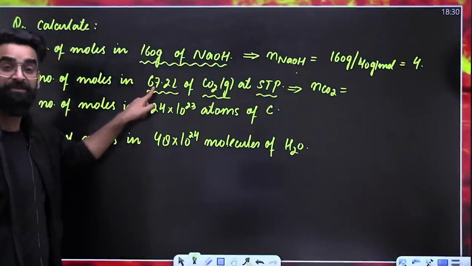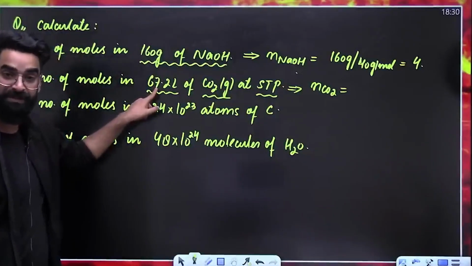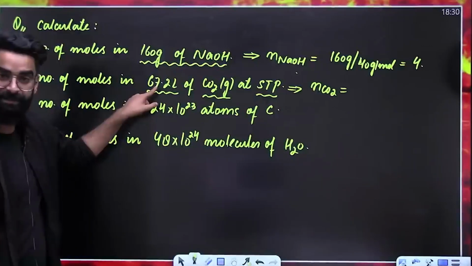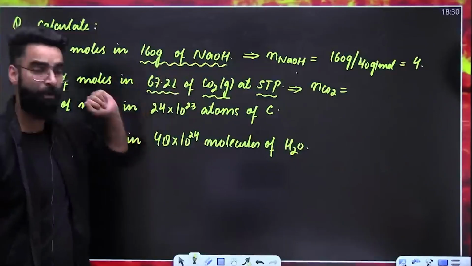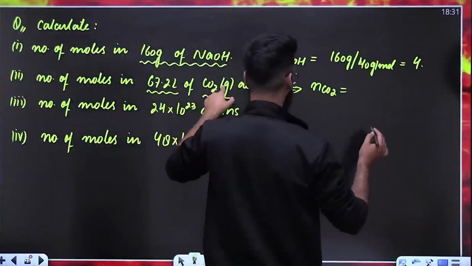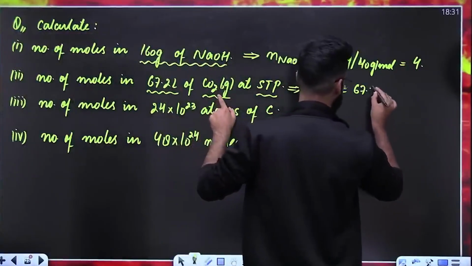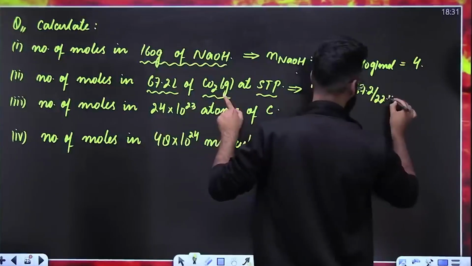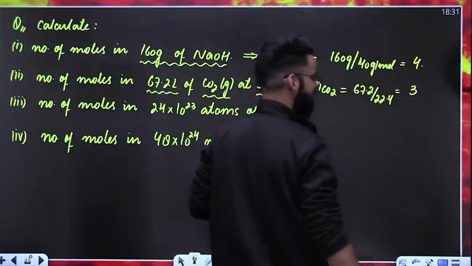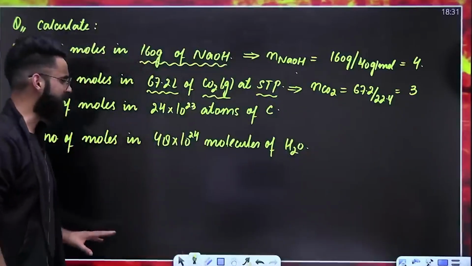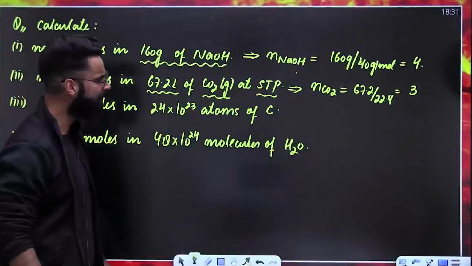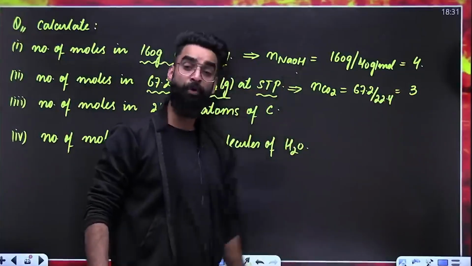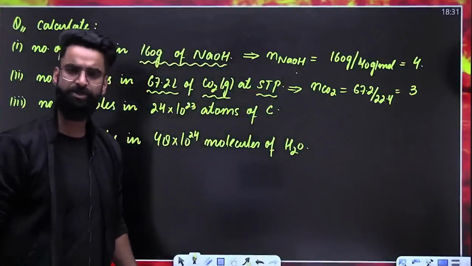Check first of all, are we given the mass of substance or volume of substance? We are given the volume of substance, right? Perfect. And how do you convert volume into moles? It is given volume of gas in liters, which is 67.2 liters divided by 22.4. The value comes out to be 3. Now it's completely your wish whether you want to say that you have got 67.2 liters of carbon dioxide in the container, or you can say you have got 3 moles of carbon dioxide.